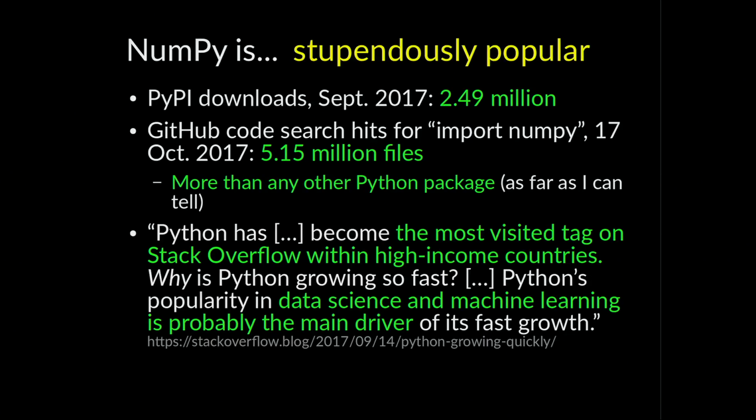And Stack Overflow had a blog post last month where they said that in high-income countries, Python has this curve, and it's one way to find out how people understand a language: are they asking questions about it, are they looking at question pages about it? And the Python curve just goes like this, to the point where it's now the most popular language at least in high-income countries, and is getting there in the rest of the countries. And they asked, why is that happening? As far as I can tell, it's because of stuff around NumPy and the ecosystem around it. So it's tremendously popular and influential.